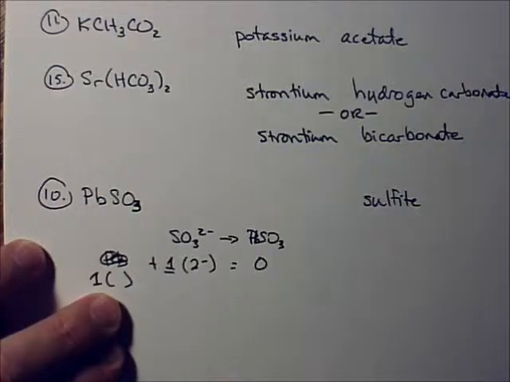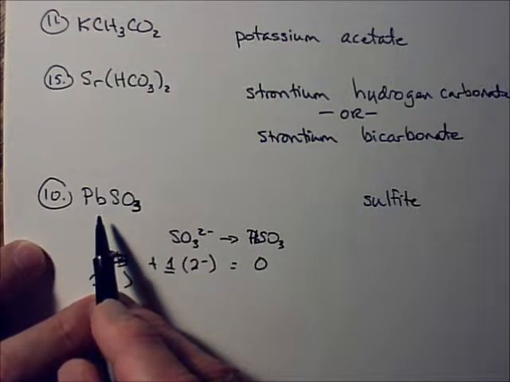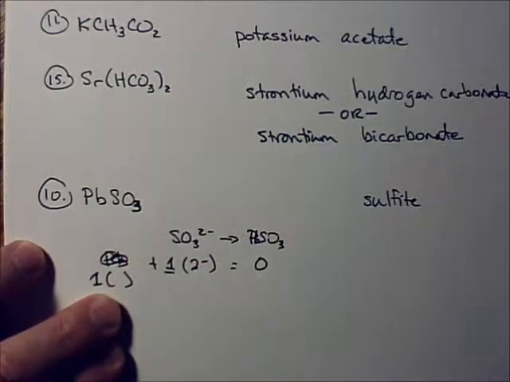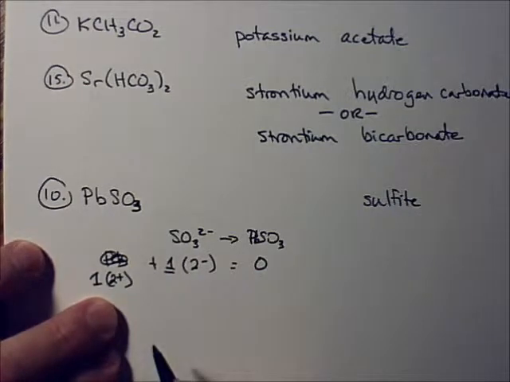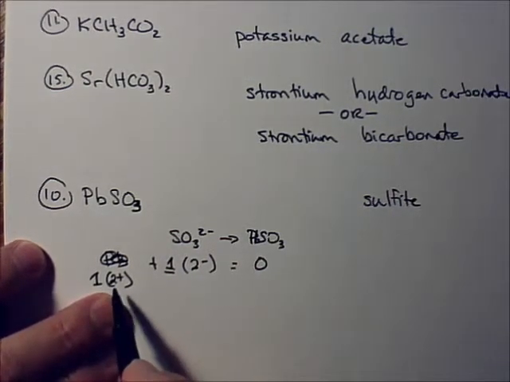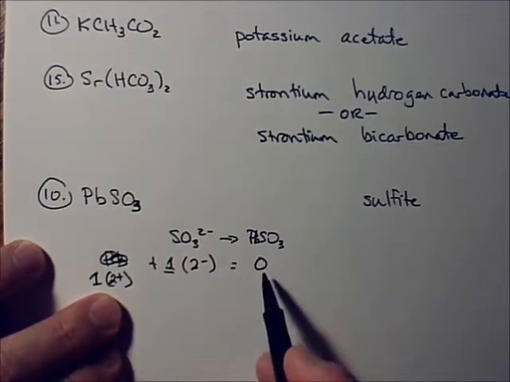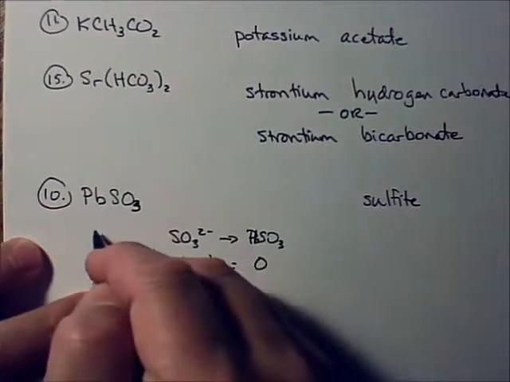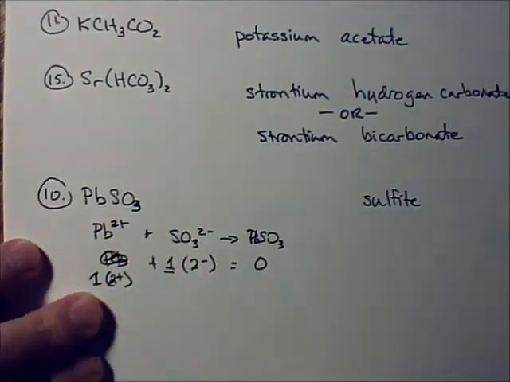As the other two. Close, but we've got to name lead with a Roman numeral because it has more than one potential oxidation number. Yes. It has to be a 2 plus. Okay? Make sense? Okay, so 1 times 2 plus is 2 plus, 1 times 2 negative is 2 negative, and a 2 plus a 2 negative is a 0.